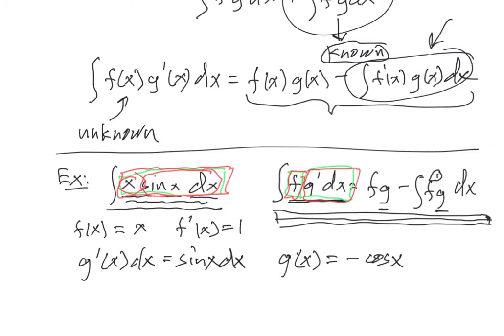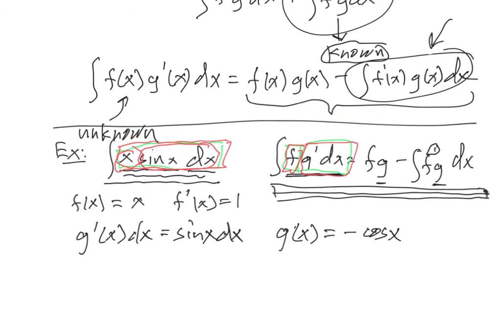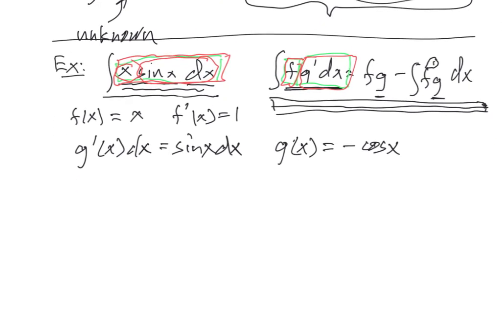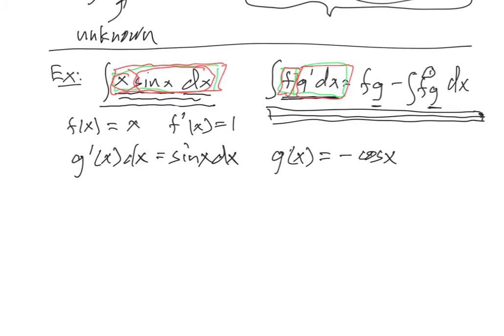And so now, putting the pieces together, we get that our integral of x sine x dx is equal to fg.